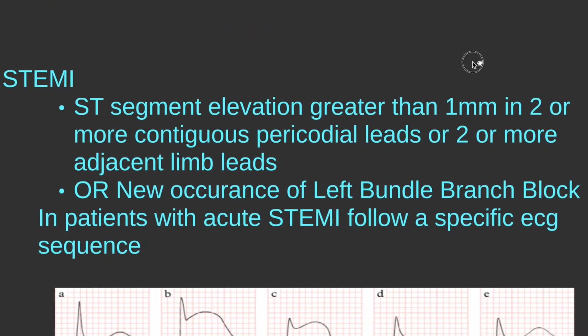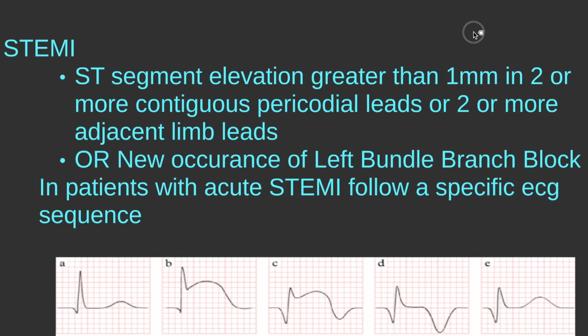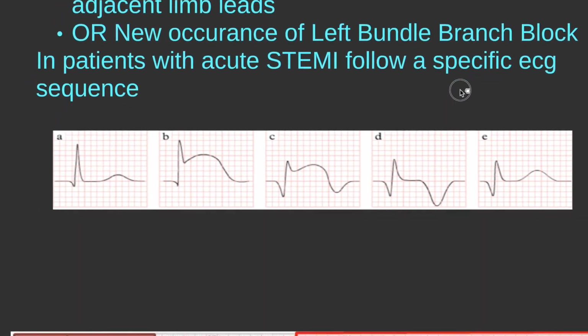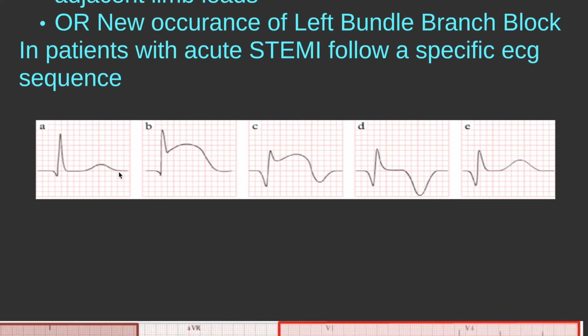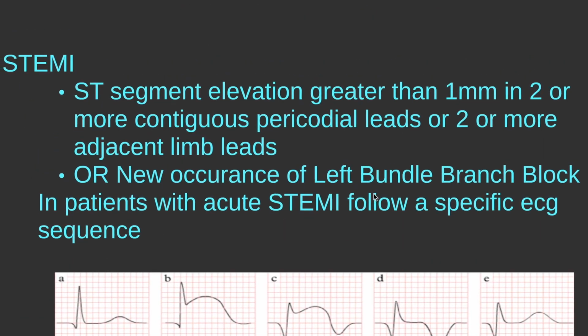So in a STEMI, you're looking for ST segment elevation greater than 1 millimeter in precordial leads or 2 adjacent limb leads. You can also diagnose STEMI with left bundle branch block. There is a very specific sequence to the ECG changes in a STEMI, and do learn how to diagnose a previous STEMI, which is usually a very deep and wide Q wave.